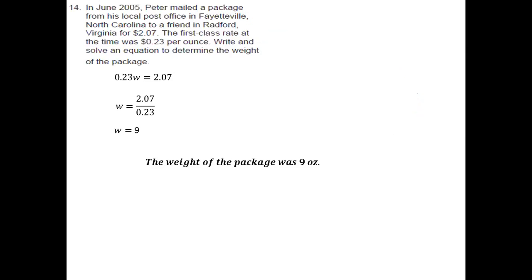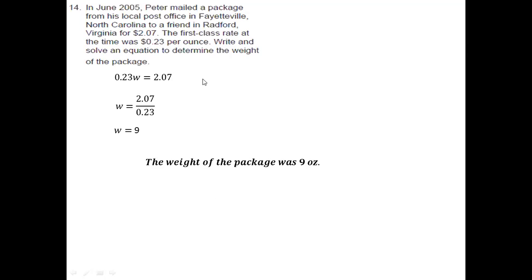centimeters. Okay, question number 14. In June 2005, Peter mailed a package from his local post office in Fayetteville, North Carolina, to a friend in Radford, Virginia, for 2.07. All this is not needed. We only need this part. How much was the cost? The cost was 2.07. The first class rate at the time was 0.23 per ounce.